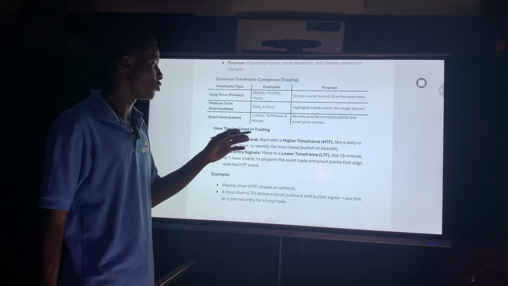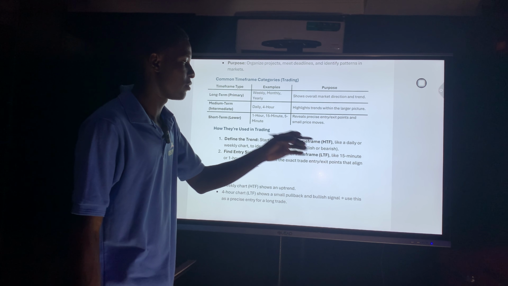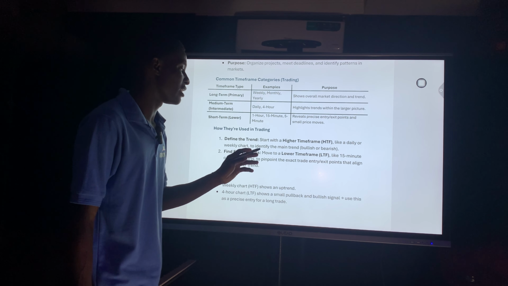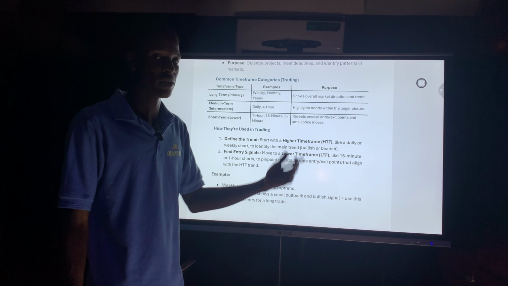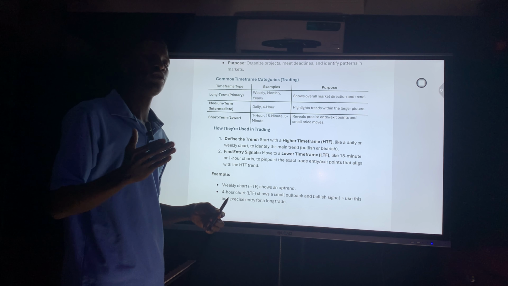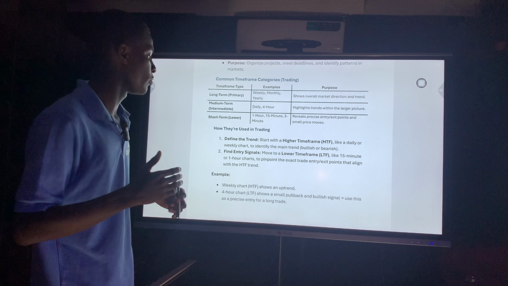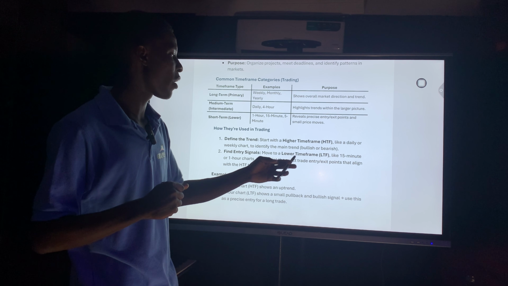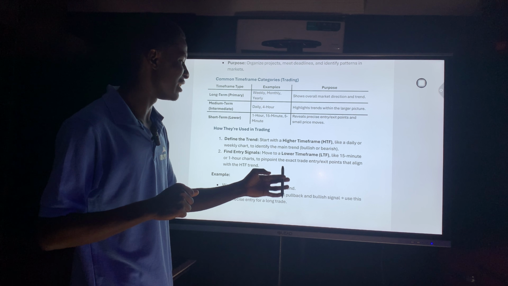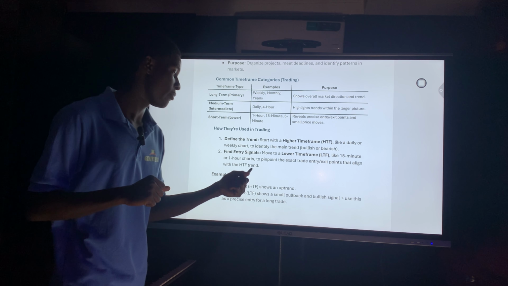So how they are used in trading: define the trend. Start with a higher time frame, HTF, like a daily or weekly chart, to identify the main trend, bullish or bearish. As I explained in the last video, the bullish trend is when the market is going up, and the bearish trend is when the market is going down. Find entry signals: move to a lower time frame, like a 15 minutes or 1 hour chart, to pinpoint the exact trade entry and exit points that align with the higher time frame trend.